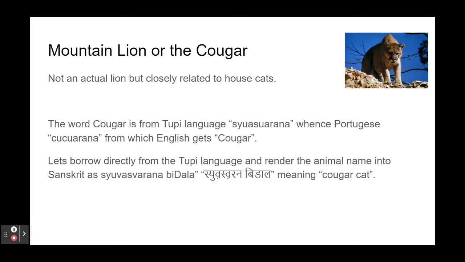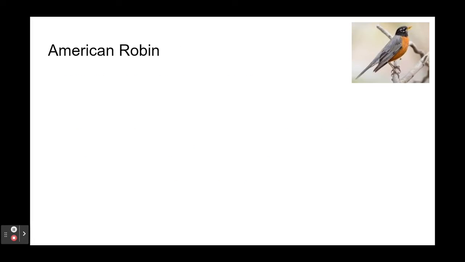Bidala, meaning cougar cat. Please use the local language word for cat though. So in Telugu it's pilli, or in Hindi it's billi. Just try to use your local languages. The whole point is to extend the scientific knowledge into the local languages for the commoners to understand.